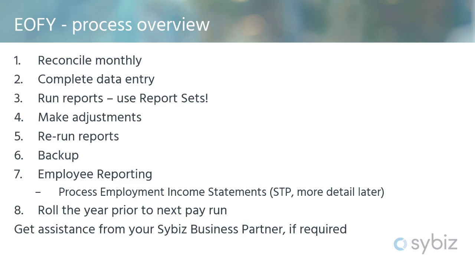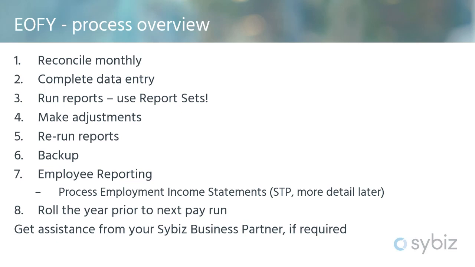So the process at a very high level, again, from a Visipay perspective is, you should be reconciling monthly, obviously with things like STP reporting. You are reporting throughout the year rather than just at the end of the year, as we used to do with the payment summaries. And just again, very similar to Vision. Run your reports, complete your data entry, make any adjustments, rerun your reports, and do your backup. And then the actual reporting from an STP perspective, we'll talk about that in just a moment, so I'll save that for now.